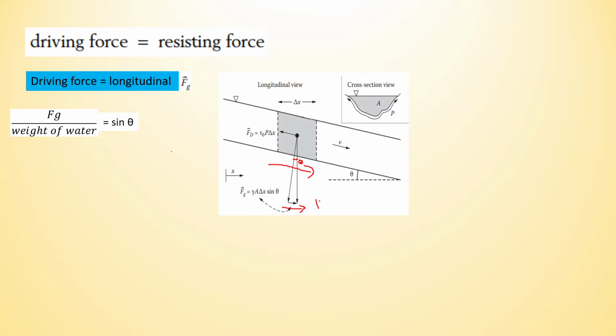This is Fg. You know that Fg, when you divide by the weight of water, you will get sin theta. This is actually from this diagram, right? This is theta. You want to know the Fg, and you already know the weight. This is the weight of water.